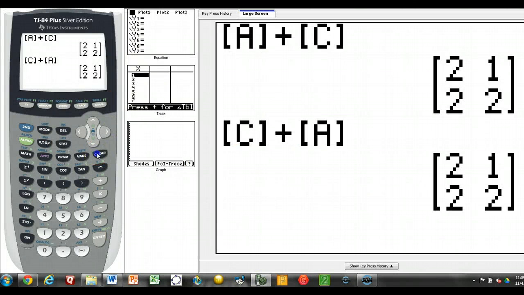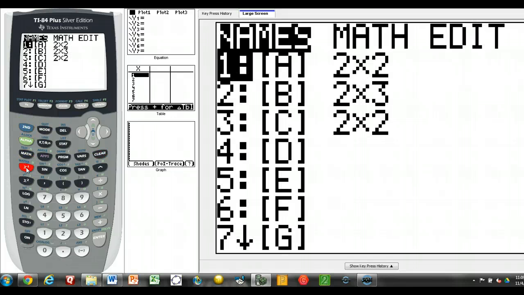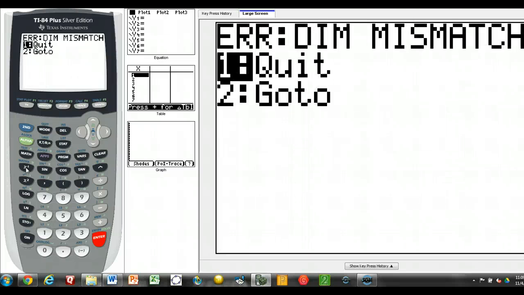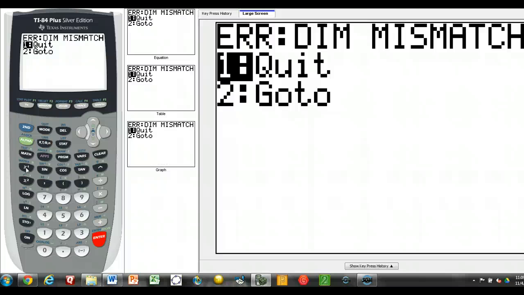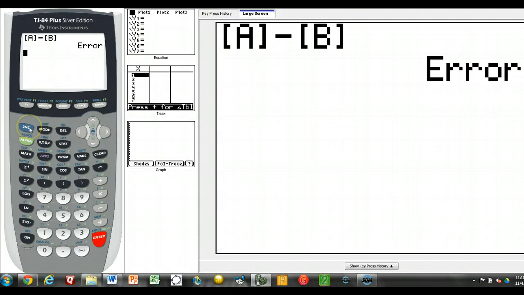So let's go ahead and clear what we just did. And we want to find A minus B. So second matrix, A minus B. And hit enter. Well, now again we run into the same issue. Matrix A was a 2 by 2, matrix B was a 2 by 3. So recall, anytime we add or subtract, we have to have the matrices having the same dimension. So let's go ahead and quit out of here, so we're not going to be able to do this at all. So let's move on to A minus C.